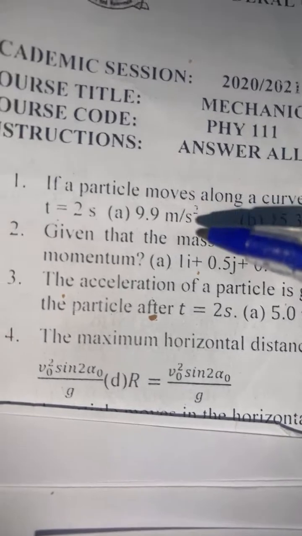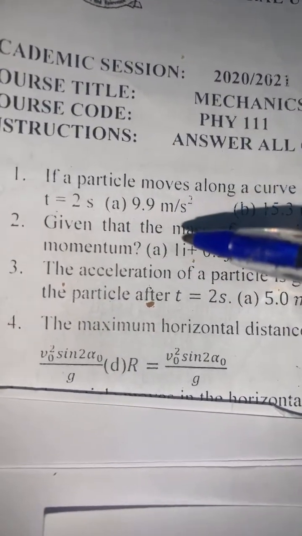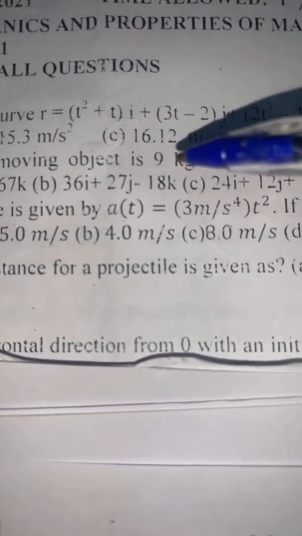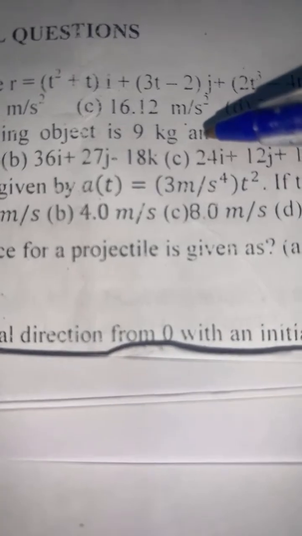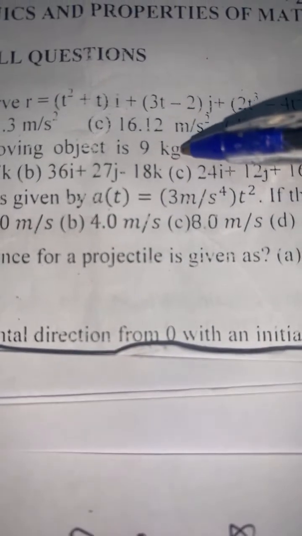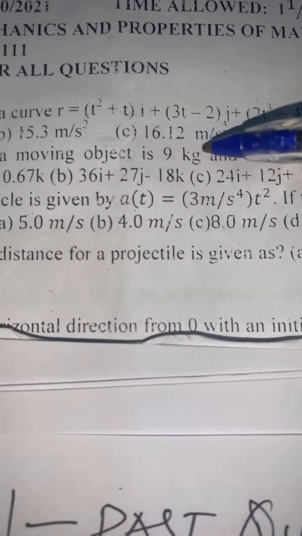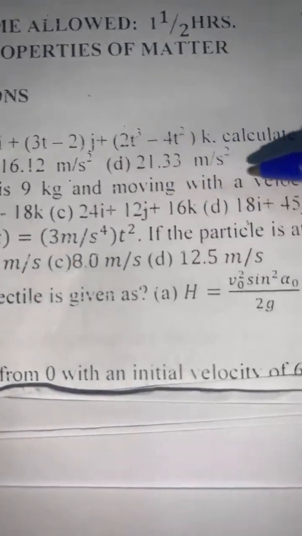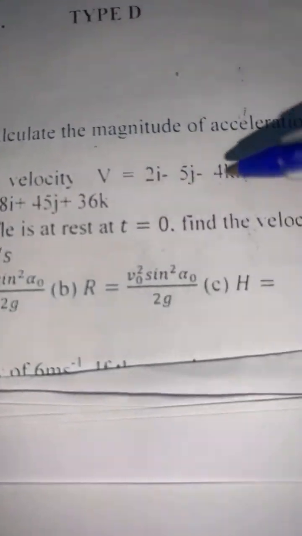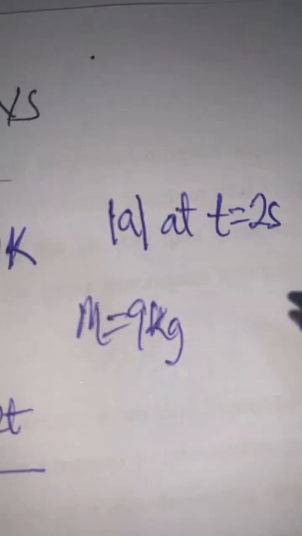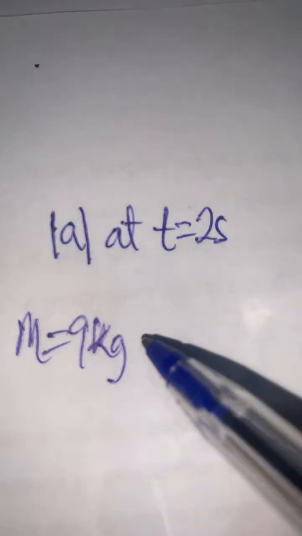All right, so what do you think is the answer to this second problem? The problem says that given that the mass of a moving object is 9 kilogram. In my physics class, I usually teach students to make sure you take down the parameters given in the question. So now you've seen mass to be 9 kg, please take down the mass to be 9 kg. And moving with a velocity of v equal to, that's the velocity. So literally we have the mass equal to 9 kg, and then our velocity.